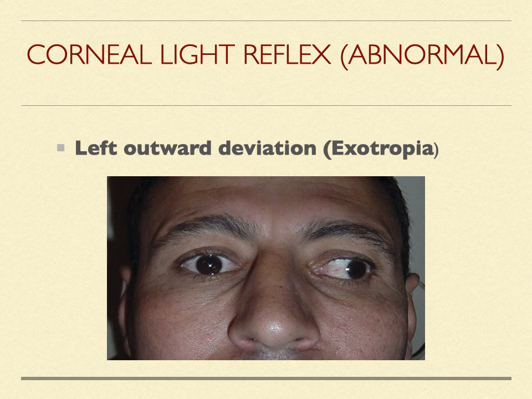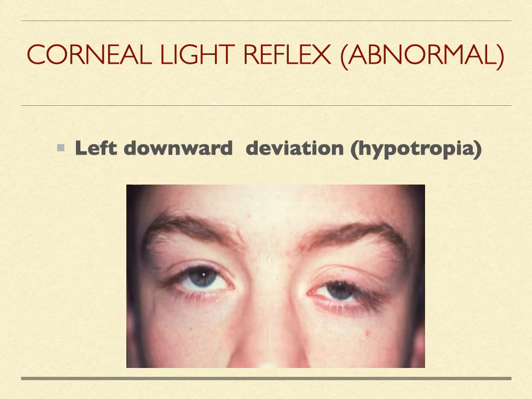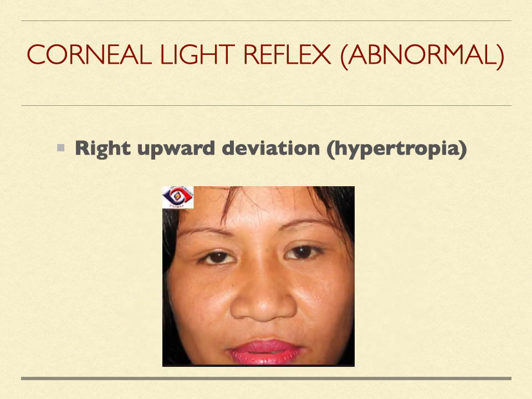Here's another example of left outward deviation of 45 degrees, because we can see the light reflex at the edge of the limbus or at the end of the cornea. So we can say this is exotropia 45 degrees. Here's left downward deviation or hypotropia, because look at the right side, the light is in the center of the pupil, but on the left side, the light is slightly deviated up. So it means that the eye is going down, or what we call hypotropia.